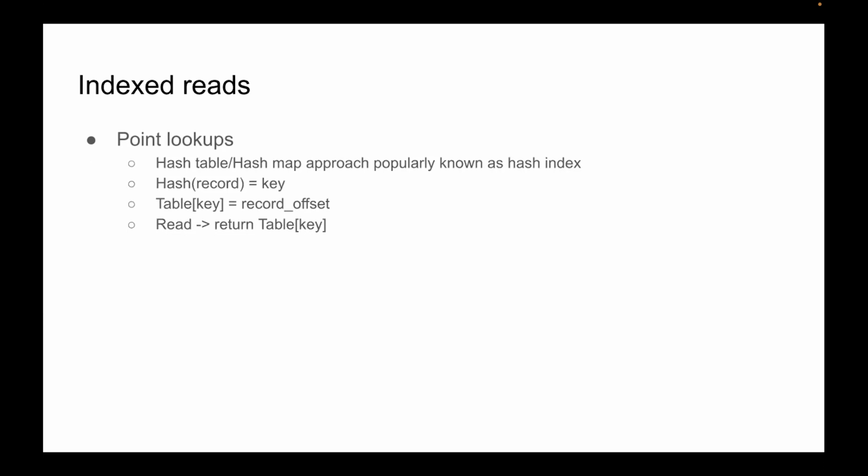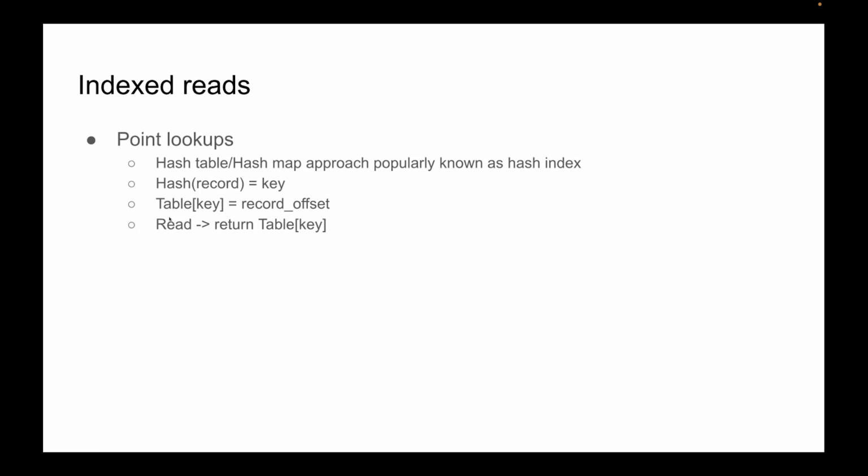So point lookups are best served by what is known as a hash index, right? A hash index is just improvising on the index concept, wherein you take a record and hash the value of the record. When I say hash, you are applying a hash function, correct? And this could be any hash function in the computer science literature. You apply the hash function and you get a key, right?